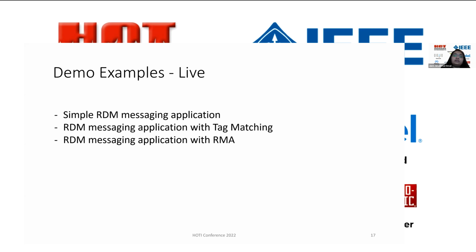And now I will go over 3 examples. The first one will be a simple messaging application with reliable datagram endpoints. Next, I would add tag matching capabilities to the application. With this example, I want to demonstrate how tagged messages will always be received in the same order as they were sent. And in the last example, I will add memory registration capabilities and remote memory access capabilities.